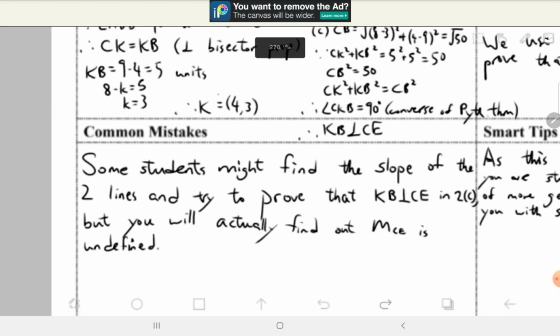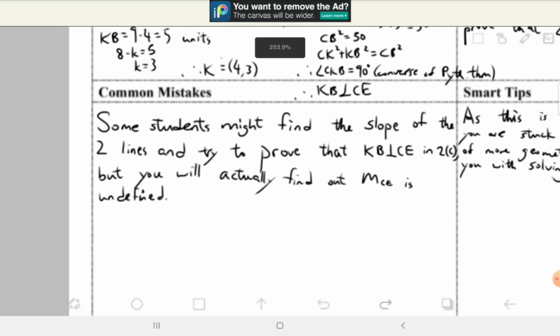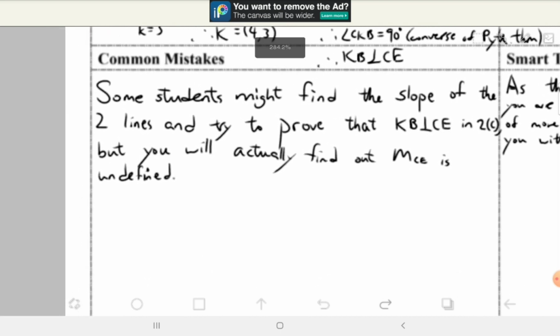Now, I'll explain one of the common mistakes. Some students might try to calculate the slopes of the two lines in 2c and try to prove that KB is perpendicular to CE. But if you try to calculate, you will find out that the slope of CE is undefined, as a number cannot be divided by 0.